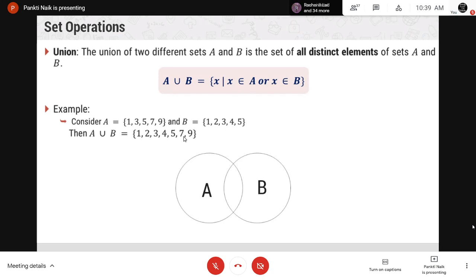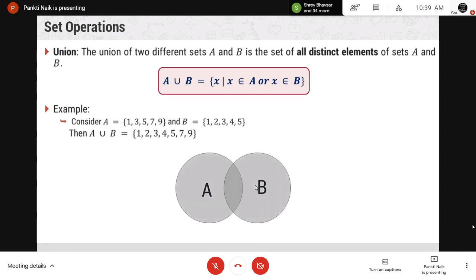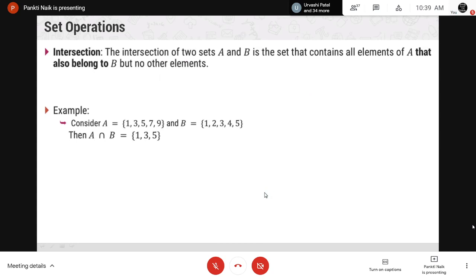Now next, this will be represented like this. This represents the set A, and this will be the elements of set B. So A union B is all the elements of A or all the elements of B.